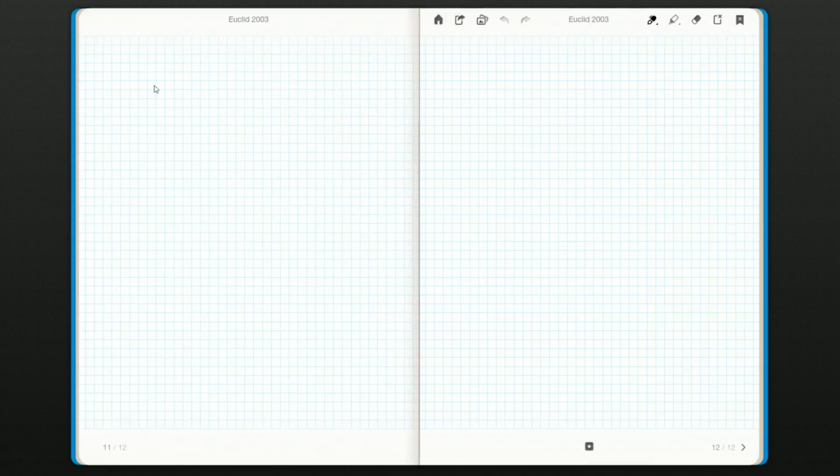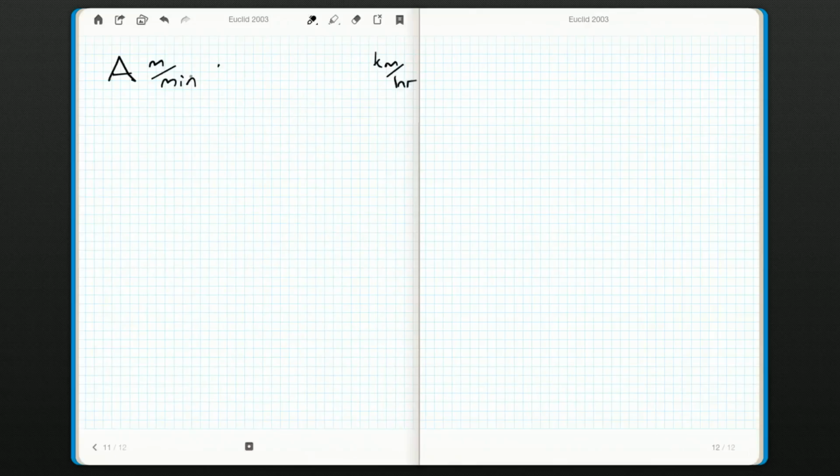If I've got something in meters per minute, and I want it in the end to be kilometers per hour, I need to get rid of this meters and introduce kilometers. So I want to divide by meters and have kilometers on the top. That way when I multiply, they're going to cancel out. So how many kilometers per meter are there? Well, there's 1,000 meters in a kilometer. So that means there's 1 over 1,000 kilometers per meter.